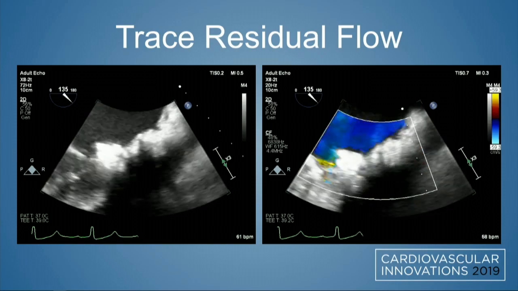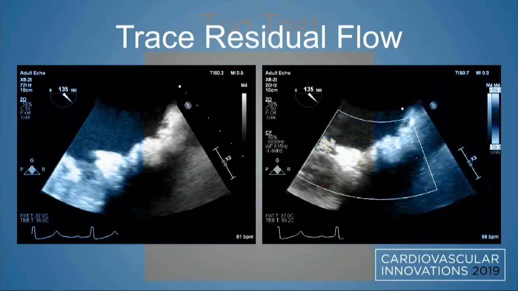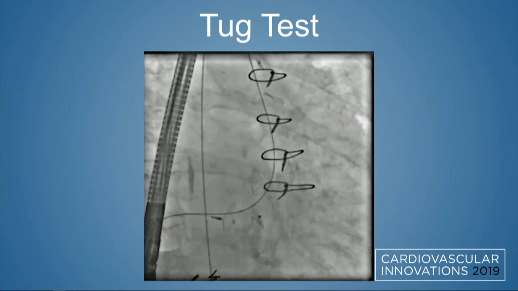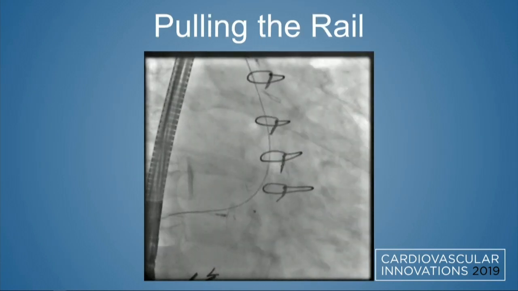So things look pretty good on echo. There's really hardly any residual flow. We do a good tug test, and the device looks like it's nice and stable. So next step is actually to pull your rail.